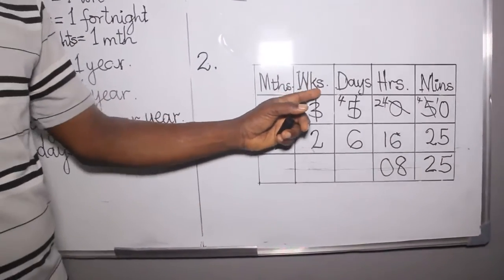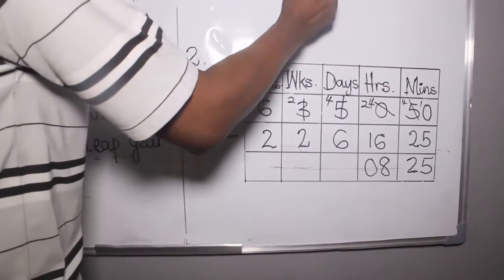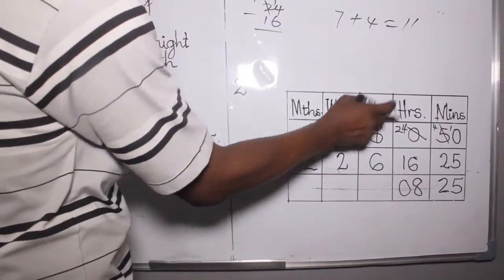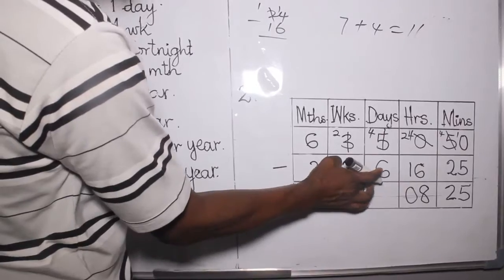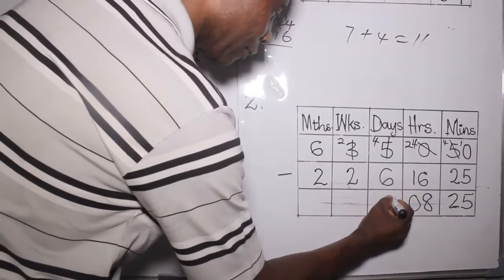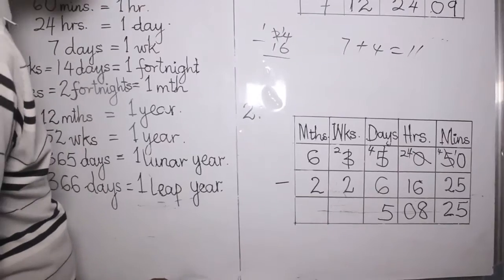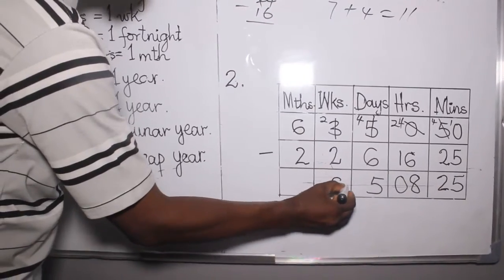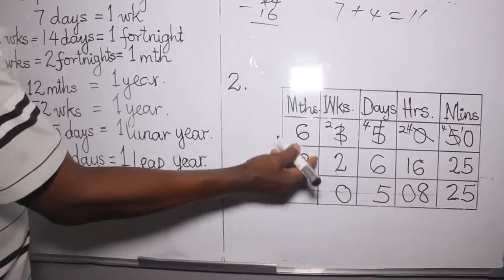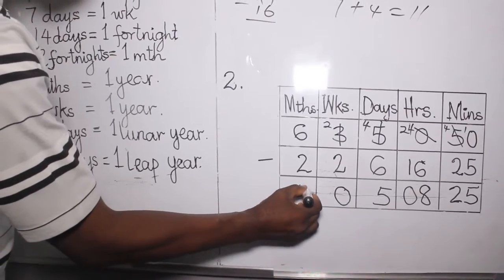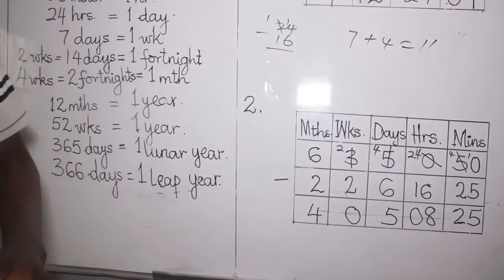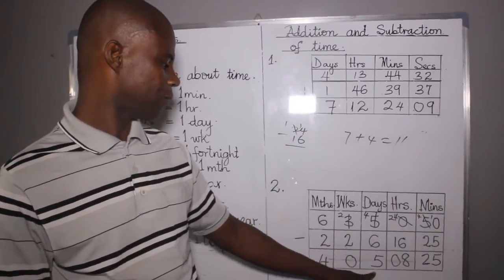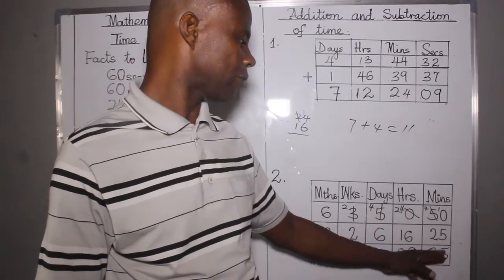Now, how many days are there in 1 week? 7. So we have 7 plus 4 remaining, making it 11. And so this becomes 11. In other words, we have 11 take away 6, and that gives us 5. We have 2 left here, take away 2, and that gives us 0. And here we have 6, take away 2, we have 4. In other words, our final answer is 4 months, 0 weeks. Then we have 5 days, 8 hours, and 25 minutes.